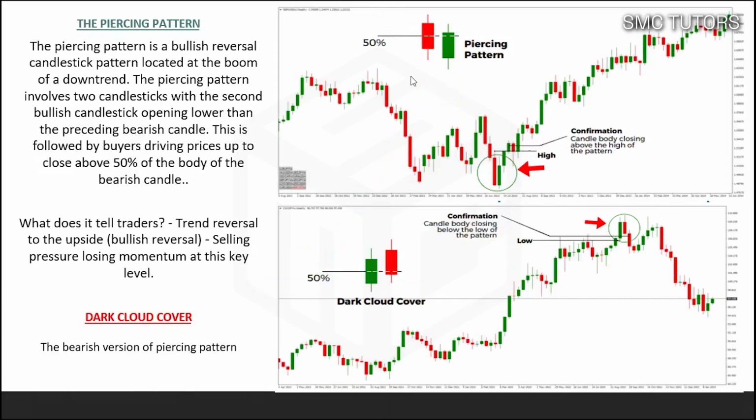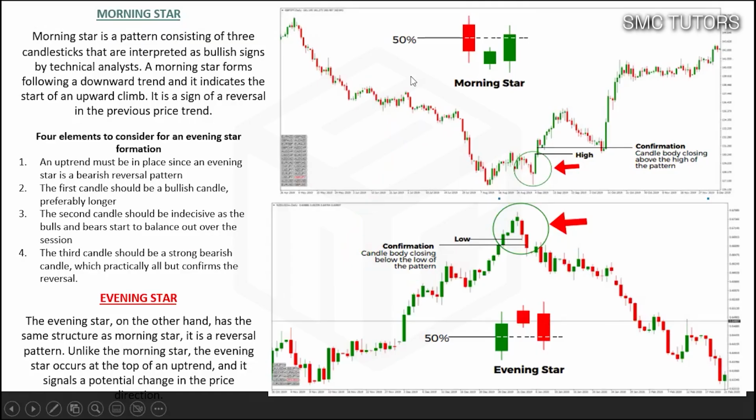The next pattern we are talking about is the morning star and the evening star. The morning star and the evening star is a powerful 3-candlestick reversal pattern. It consists of a strong bearish candle, a small indecision candle, and a strong bullish candle. It tells you sellers are losing strength and buyers are stepping in with conviction. Three candlesticks make up the pattern.